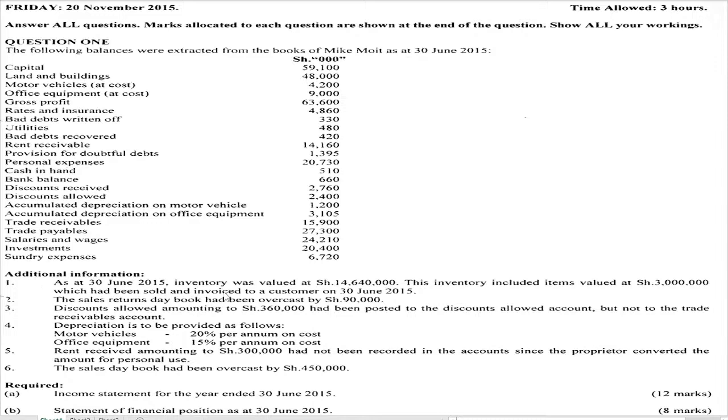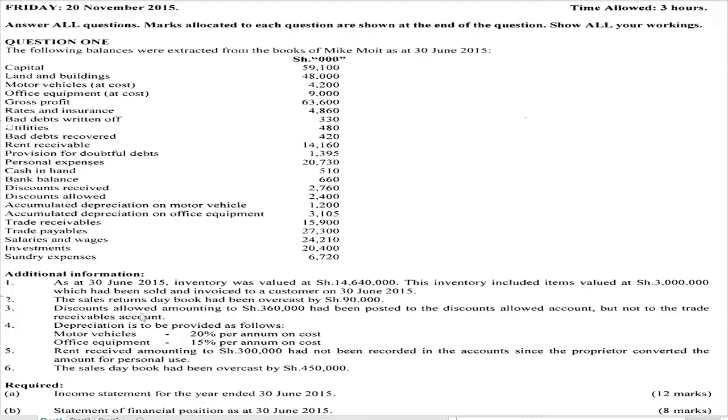First, we are told that the inventory, the 14 million, already includes stock which was sold. So we are going to reduce the closing stock. The effect is that it reduces the closing stock, which will affect the balance sheet on the current assets. Then the sales return day book had been overcast by 90,000. So the sales return overcast is going to reduce our revenue, so it is also going to affect our income statement.